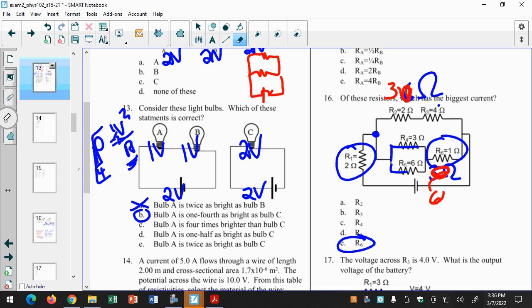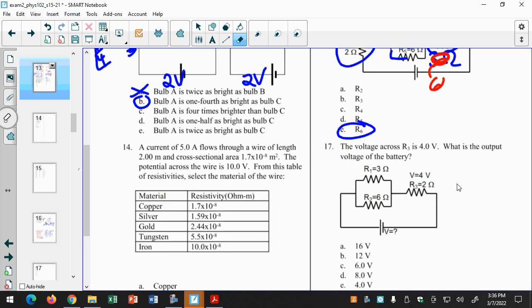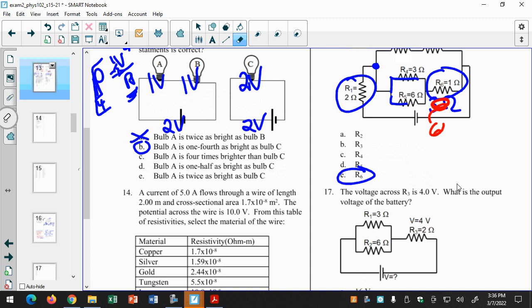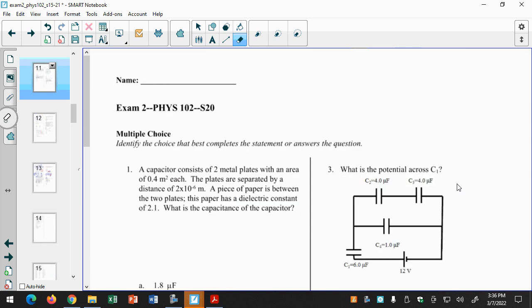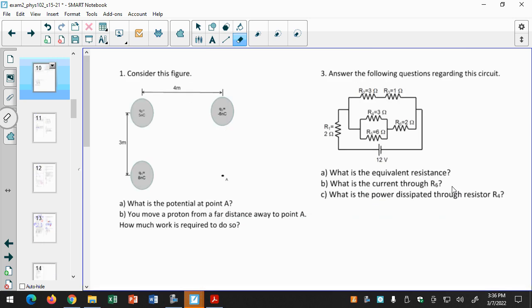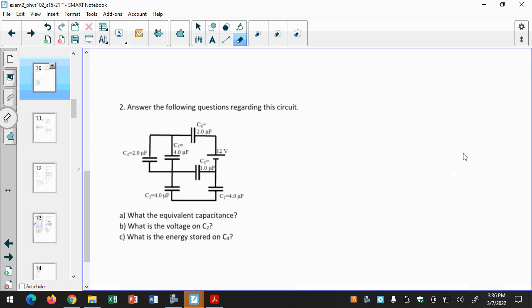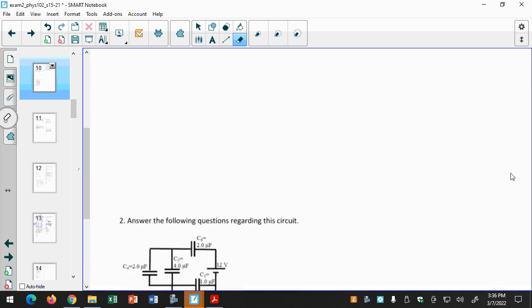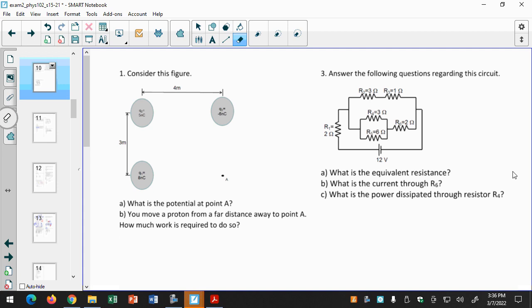What else? Yeah, the capacitor. Yeah, people freak out over that, don't they? Look, here's one. We haven't done this one yet. Spring 20. Yeah, spring 20.